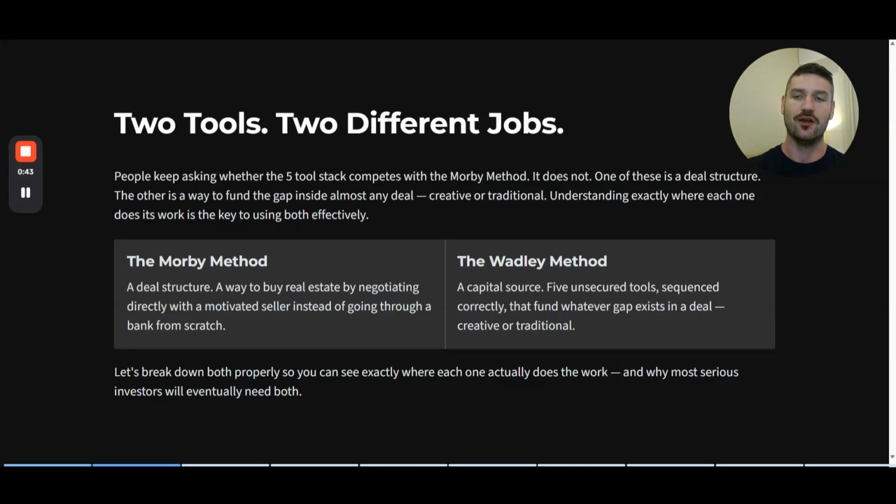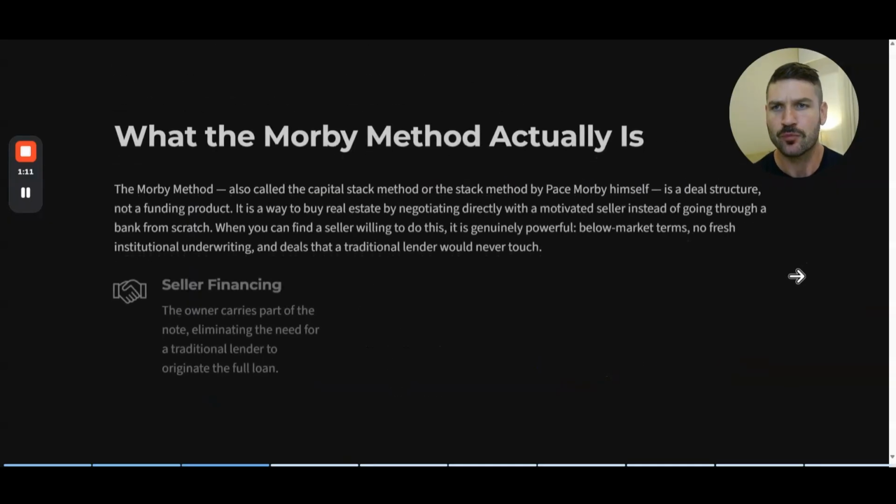So the Morby Method: a deal structure, a way to buy real estate by negotiating directly with a motivated seller instead of going through a bank from scratch. Whereas the Wadley Method is a capital source of 5 unsecured tools sequenced correctly that fund whatever gap exists in any deal, creative or traditional. So let's break down both properly so you can see exactly where each one actually does the work and why most serious investors will eventually need both.